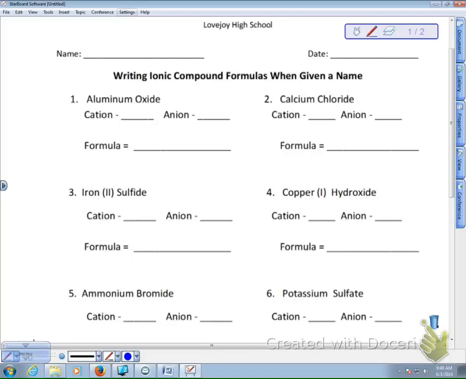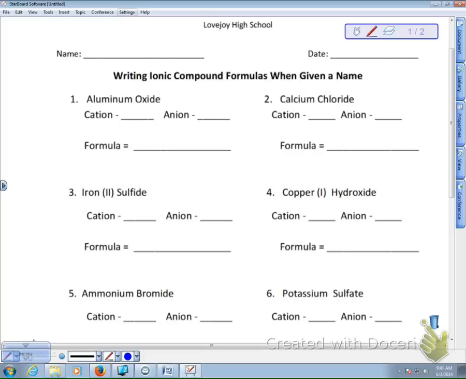In this lesson, I want to walk you through some practice in trying to write ionic formulas when you're given the name of an ionic compound. To do this, you really need to have a periodic table out. So why don't you hit pause and get your periodic table from your notebook or pull one up online and then hit play again. Okay, now that you have your periodic table out, let's go through.